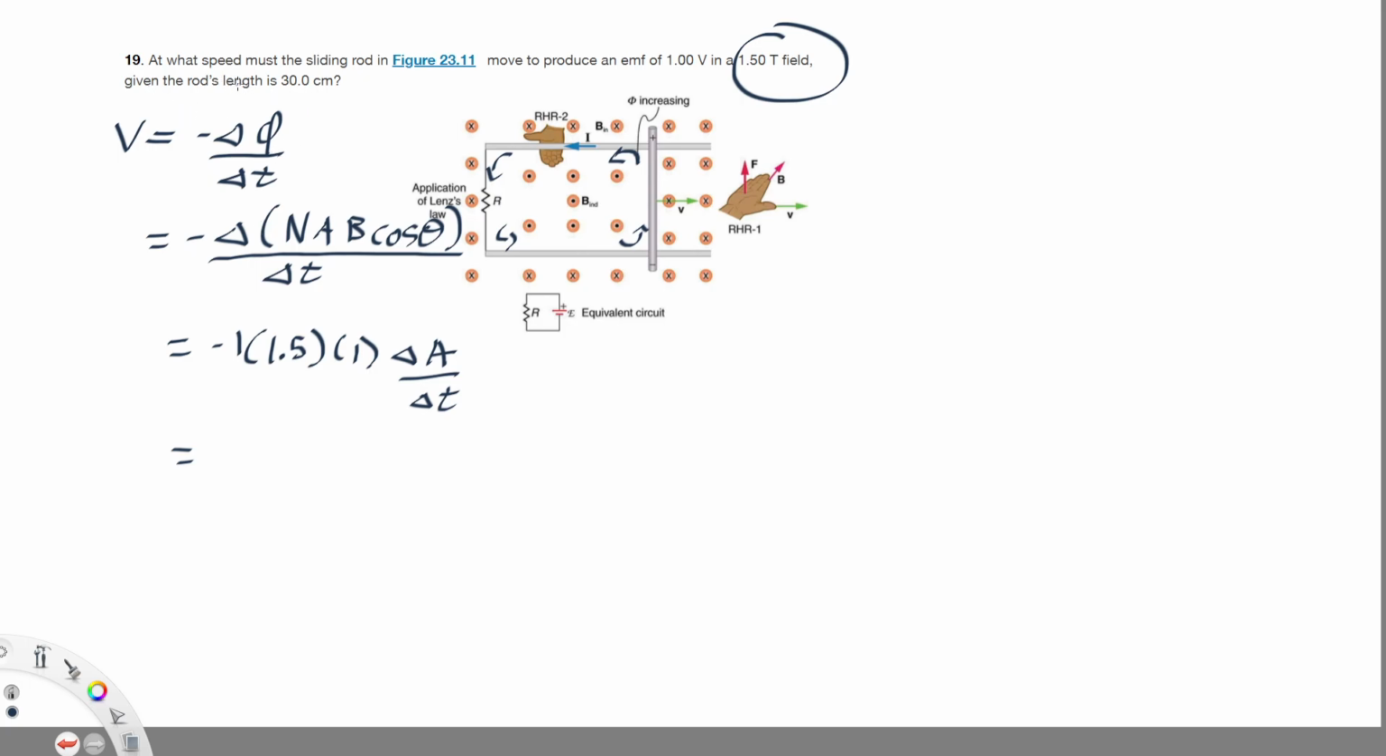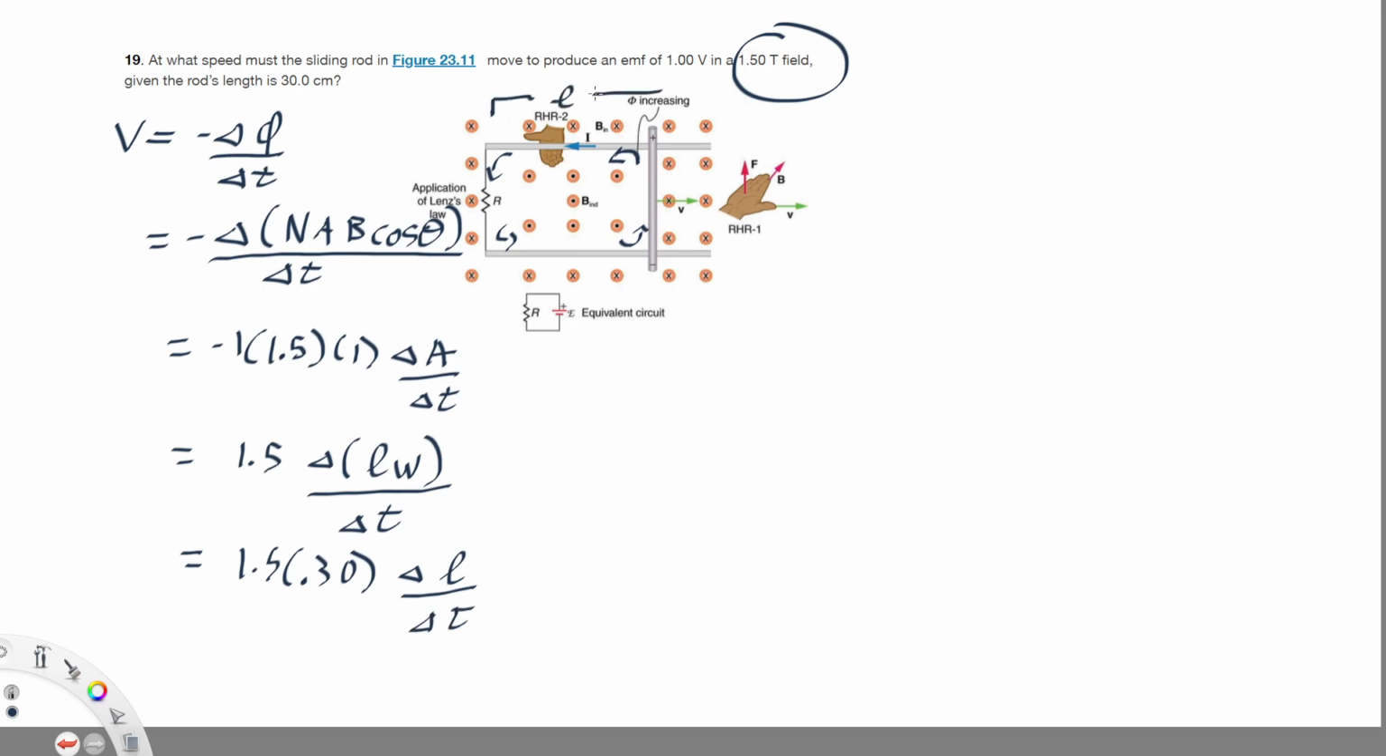So the rod's length is 30 centimeters. We're going to apply that in a minute. Since we have a square loop here, the area is the length times the width. The width is not changing; it's a constant 30 centimeters. So we're just left with the change in the length with respect to time, where the length is here.